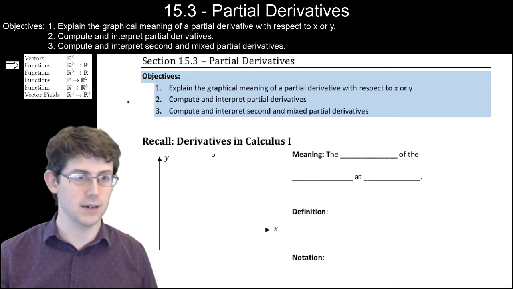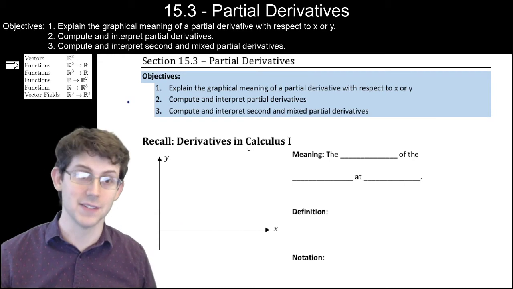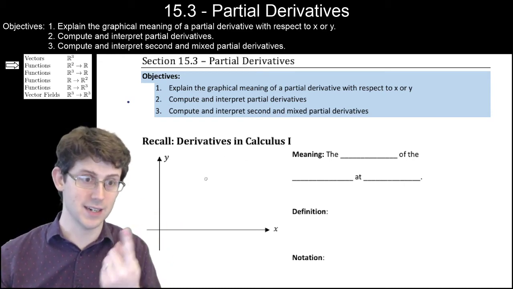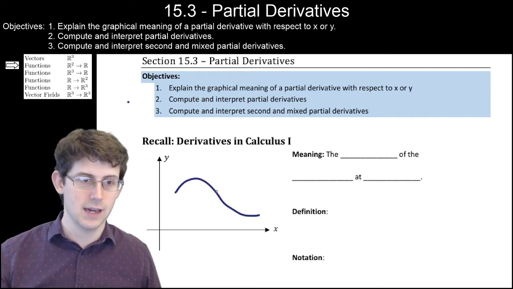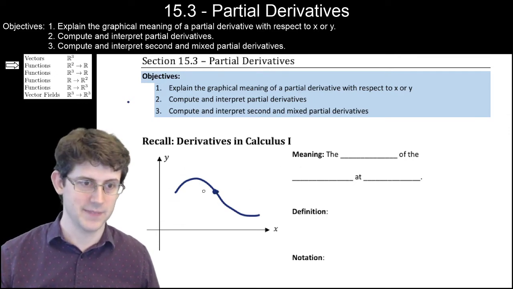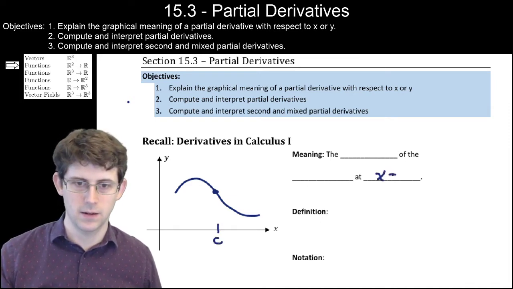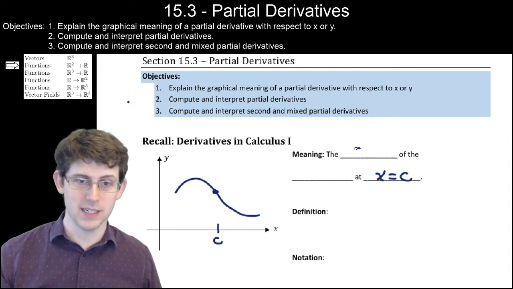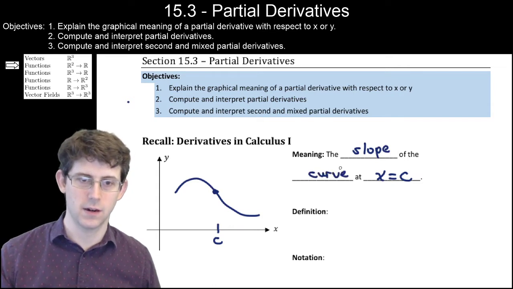So let's look back on what derivatives did in Calculus 1, and then we'll try to generalize it up to what partial derivatives are. In Calculus 1, we had a function that had an input of one number and an output of one number. It was a function of one variable. And the derivative's meaning was, if you picked a point c, then you could talk about the derivative at x equals c, and it was the slope of the curve at x equals c.